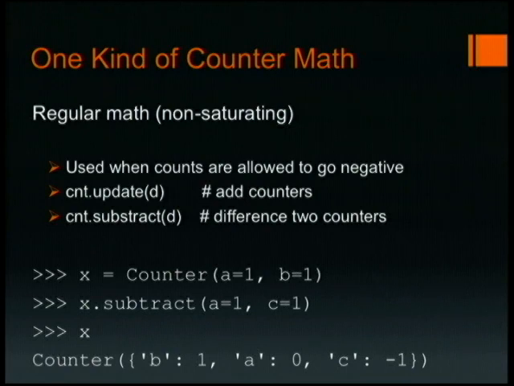Let's look at an example. We start with a counter with a count of A at 1 and a count of B at 1, and I subtract off A at 1 and C at 1. So A gets reduced down to 0. C goes negative because there were no C's in the initial set, and there's a positive 1 for B, which was in the first but not the second. Regular math. So what other type of math could there be?